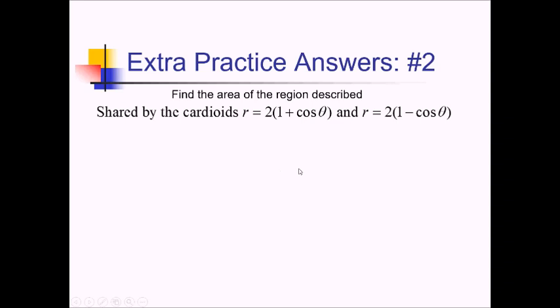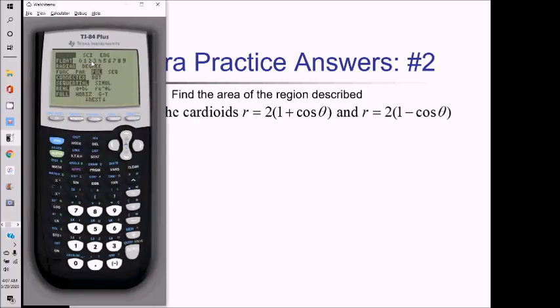For this problem, I want to find the area shared by these two cardioids. So let me go on my grapher and see what I'm looking at. On my grapher in mode, I've changed from function mode to polar mode right here. And now my y equals is an r equals, where I've entered these two polar functions. I'm going to go ahead and graph these.